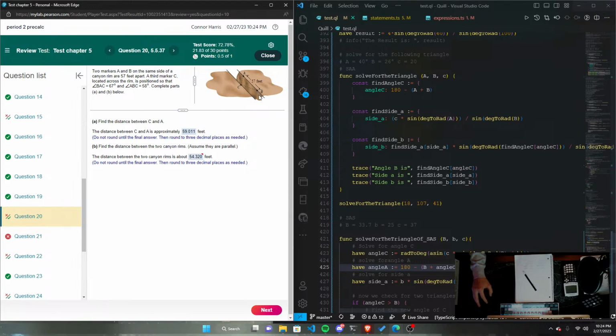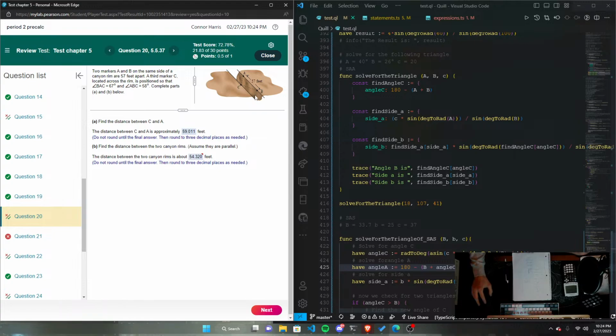Because you have to split the triangle in half to find the distance between the two canyons. So then where did I go wrong? There's a couple of ways. A would be 90 degrees because you're just splitting it into two right triangles. So then you would have to find the side of B.